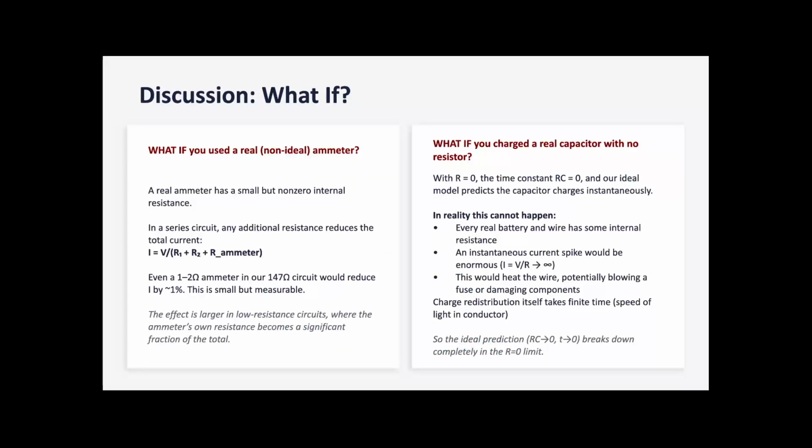Two what if questions. First, what if we use a real ammeter instead of an ideal one? A real ammeter has small but non-zero internal resistance, typically a fraction of an ohm up to a few ohms. In a series circuit, this adds to the total resistance and reduces the current. For a 147 ohm circuit, even a 1 ohm ammeter resistance would reduce I by less than 1%, small but measurable effect. In low resistance circuits, the impact would be much larger and could seriously distort results.